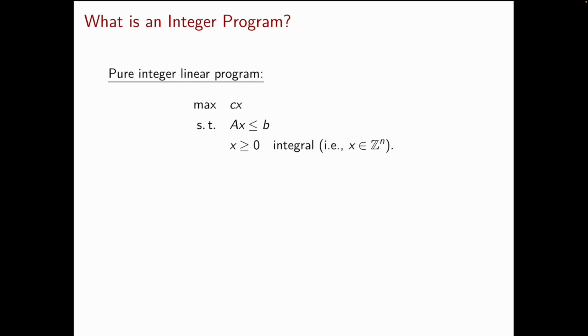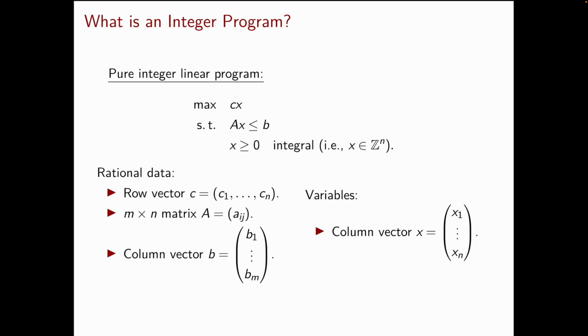Now let's try to understand this pure integer linear program a little bit better. The data, so what is given to us, consists of the vector c, the matrix A, and the vector b. Our goal is to find a vector of variables x such that Ax is less than or equal to b, x is greater than or equal to 0, all the components of x are integer numbers, and among all these vectors x, we want to find one that maximizes the linear function cx.